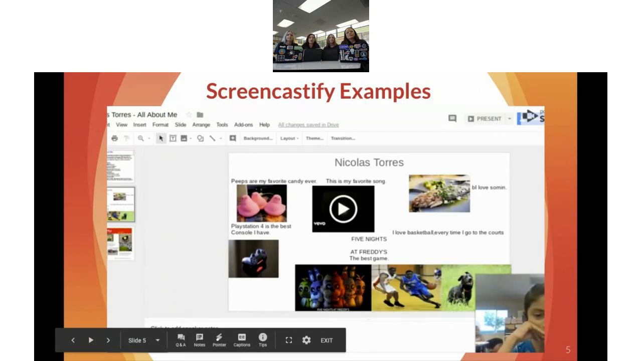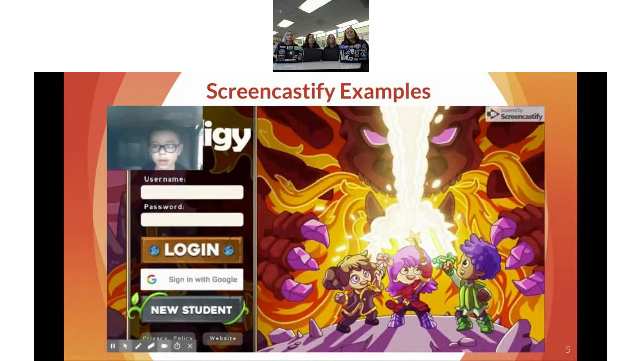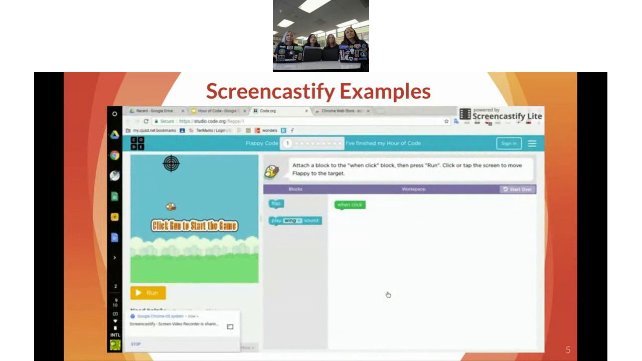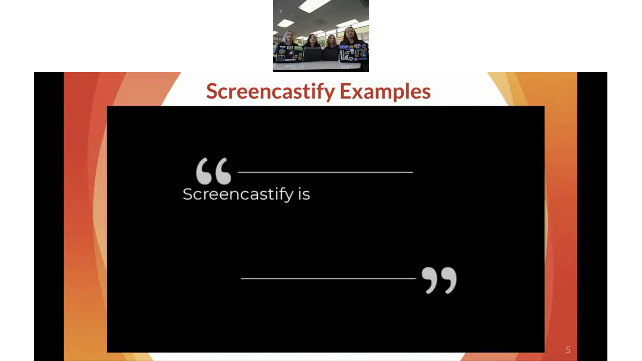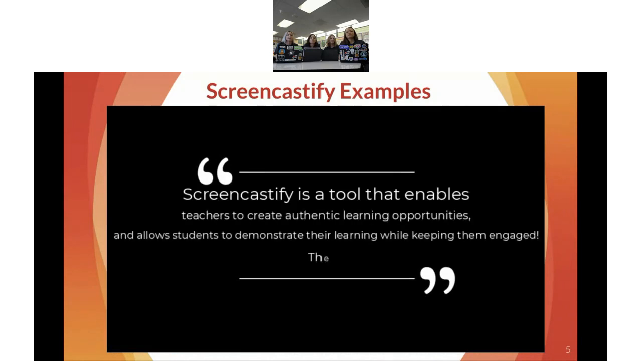On this one, here's just an example. On the first day of school, they created All About Me slides, and then they went through them using Screencastify to share with others. Here a student is showing other kids how to log into Prodigy and the basics. And this is a student demonstrating how to code using code.org. And here's just screencastifying tasks that students are supposed to do throughout the day.